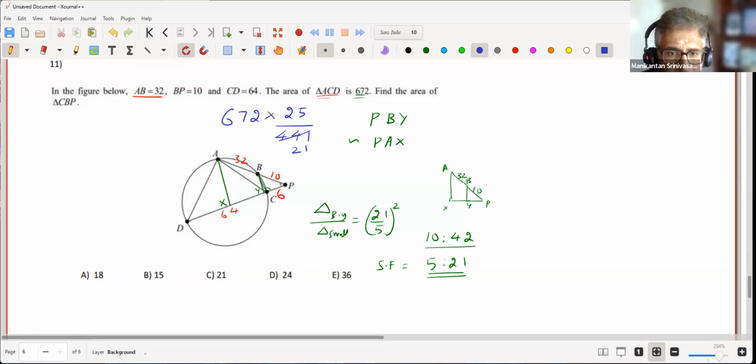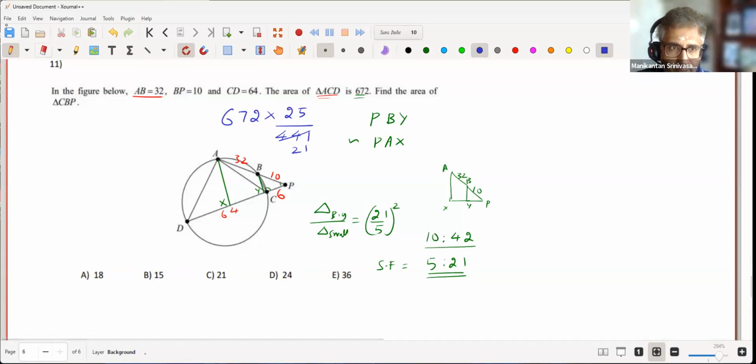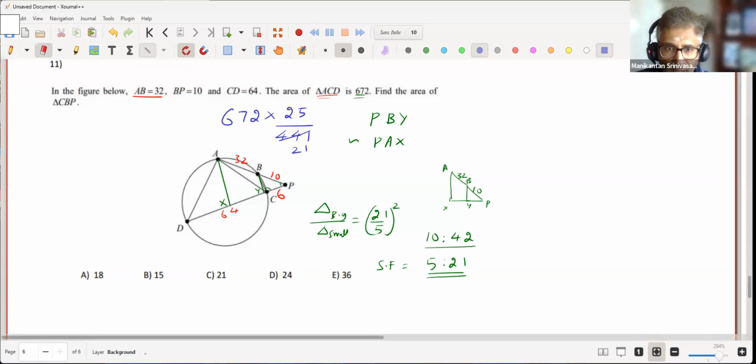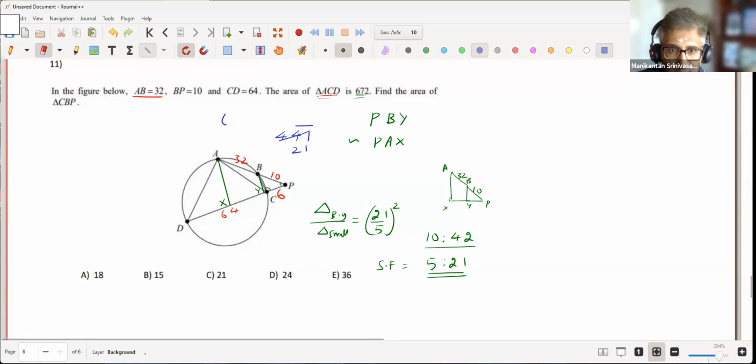I'm sorry. The area of PBY is not given to be 672. The area of ACD is given to be 672. My bad. Sorry. I thought the area of PBY was given to be 672. No, that's not the case. In which case, we have to actually find the altitude. Okay, let's find the altitude.